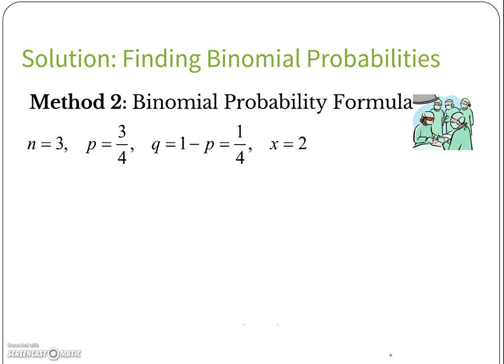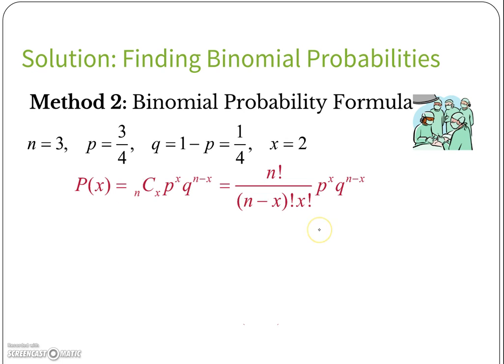Method 2 would be using the binomial formula, which is what we want to do. n is 3 because we're talking about 3 surgeries. The probability of success is 3/4. The probability of failure is 1/4. And x is 2 because I want to find the probability of exactly 2 successful surgeries.